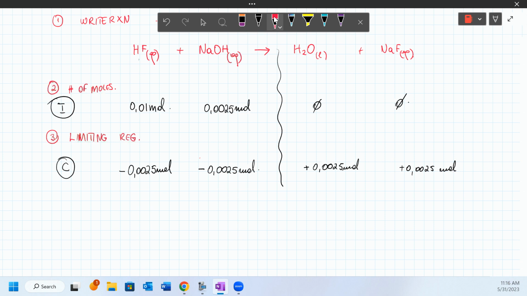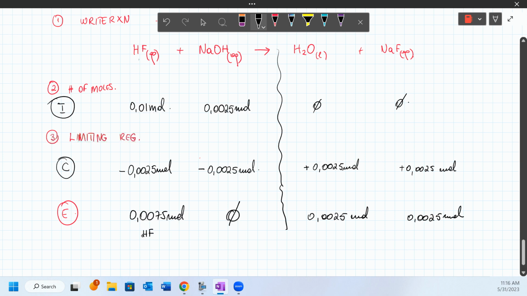That means that at the equilibrium, what do we have for HF? We have 0.01 minus 0.0025, which is 0.0075 moles. This is all used up, so we don't have anything here. Water is still 0.025, even though we don't use that at all. And then for NaF we have 0.025 moles.